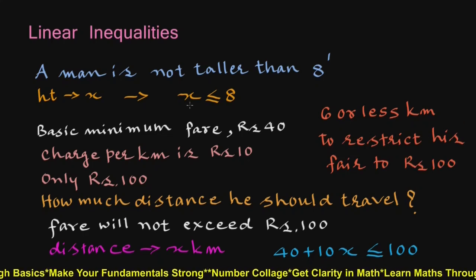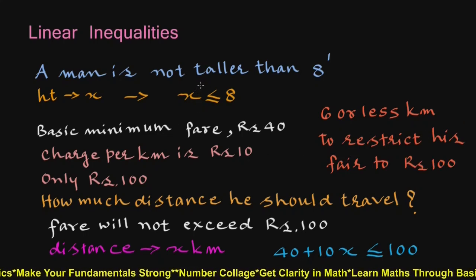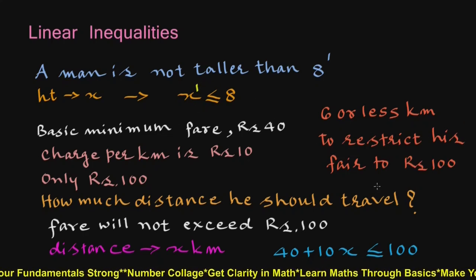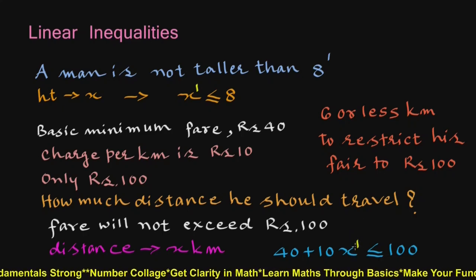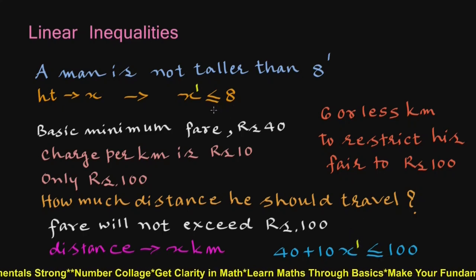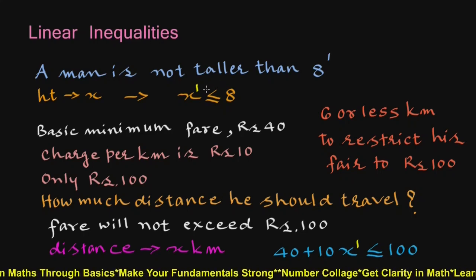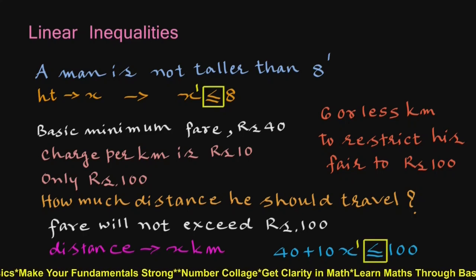We call them linear inequalities because the power of the variable involved x is 1 in each case, and instead of equal to sign we use inequality signs.